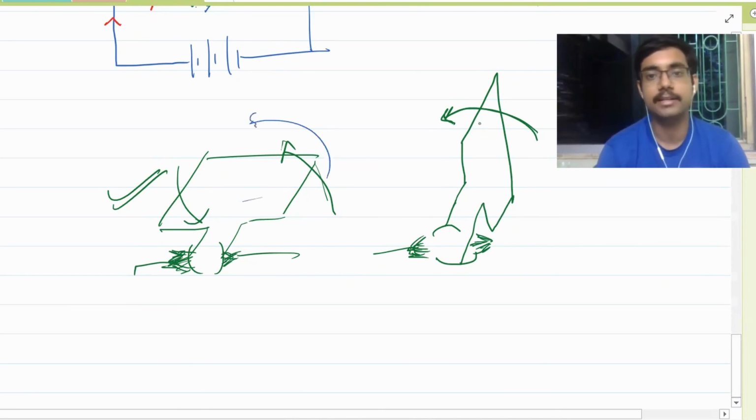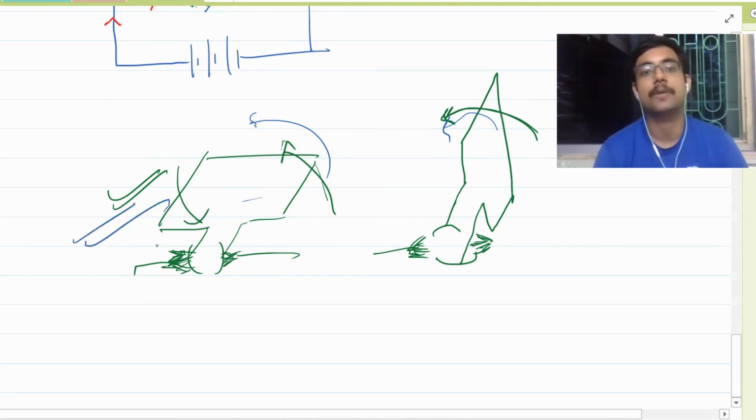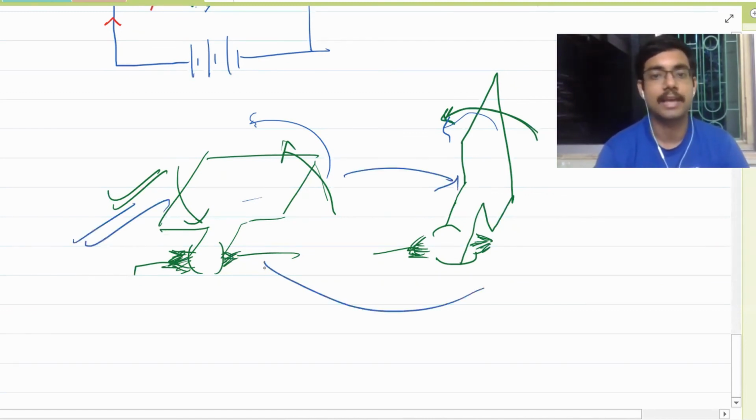This rotates and then it comes to this. When the current is not there momentarily, but because of inertia, it again comes into the same way. Are you getting my point? So the same situation is obtained. So this is actually how the motor rotates. Is this clear to you all?